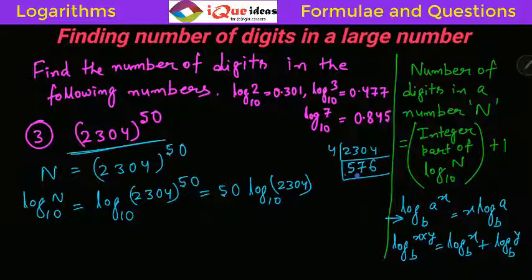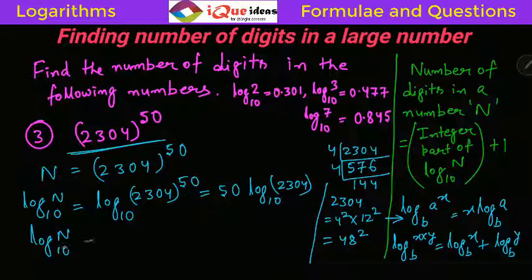If you don't remember, again go ahead, divide by 4. So you get 144. Now 144 is 12 square. So what we have here is 4 into 4 into 144. So let me say 2304 is equal to 4 square into 12 square, right? So it is 4 into 12, that is 48 square. Okay, so at least we can do it again like this. Log of n to the base 10 is equal to 50 into log of 48 square to the base 10.